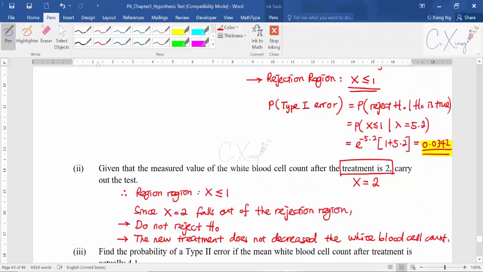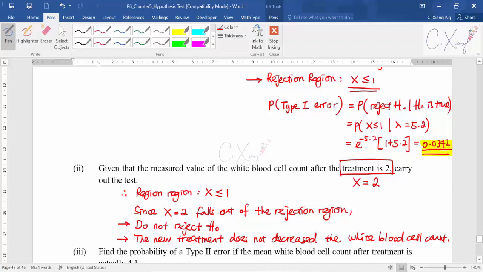So you will see that in this part, we are not running a full test. If you want to run a full test, still okay. Just that for some students who can see that the rejection region is x smaller equals to 1 and x equals to 2 falls under the acceptance region, you can use this concept to run the test if you want. Okay, alright, so this is another option for you.